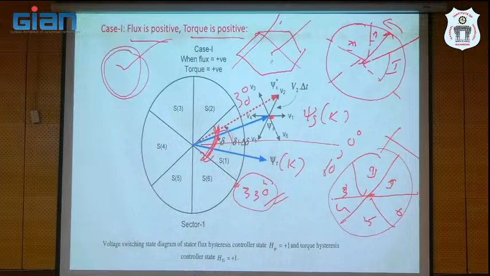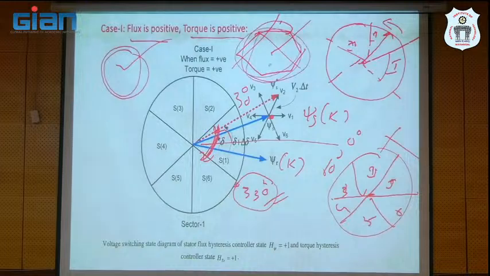You can verify in simulation: take sector 1 from 0 to 60 degrees, right? Sector 2, 60 to 120, you can take and execute your logic. Then you will get this type of flux. Otherwise, if you take from 30 degrees, 330 degrees, and execute, then you can notice the nature of flux. If you start from 330 degrees, this is the nature of resultant flux.